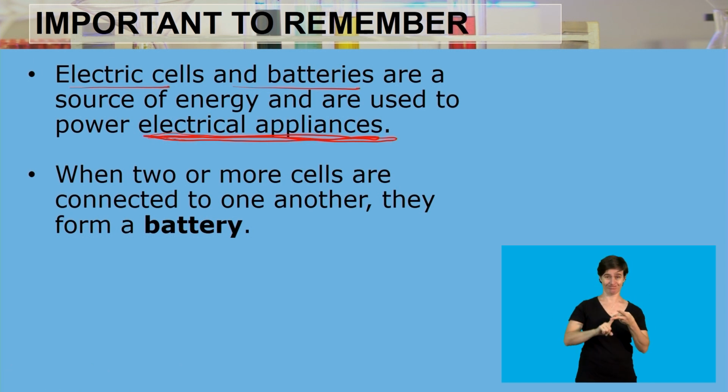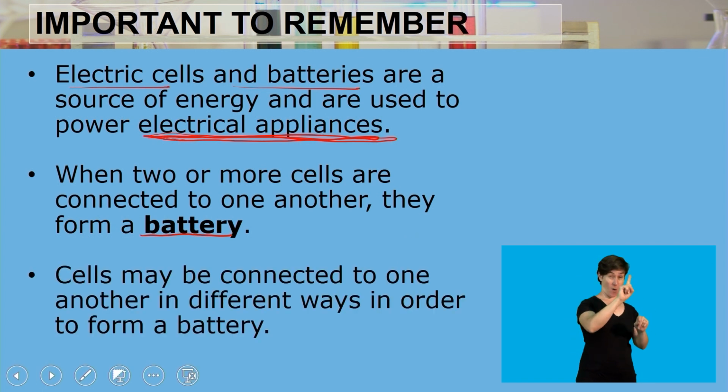Then number two, when two or more cells are connected to one another, they form a battery, as we have said. When we're connecting two or more cells together, that combination is going to be called a battery. But if it's just the one with a negative terminal and a positive terminal, it is just going to be referred to as a cell.